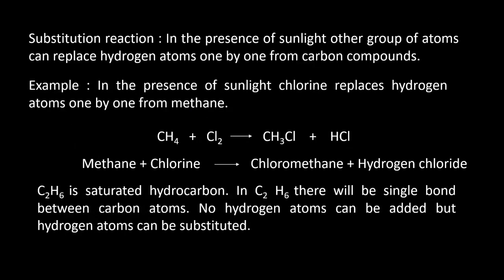Now, explanation of substitution reaction. In the presence of sunlight, other group of atoms can replace hydrogen atoms one by one from carbon compounds. Example is, in the presence of sunlight, chlorine replaces hydrogen atoms one by one from methane. The chemical equation is methane plus chlorine gives chloromethane plus hydrogen chloride.